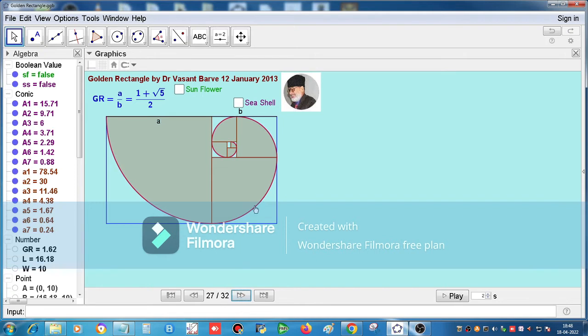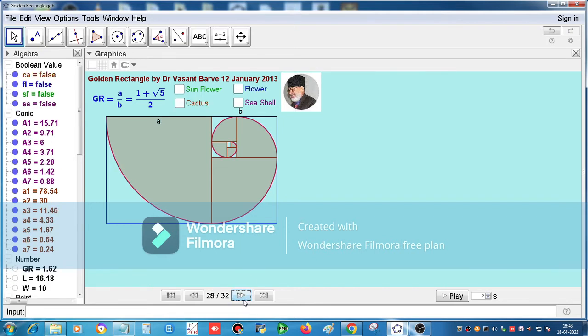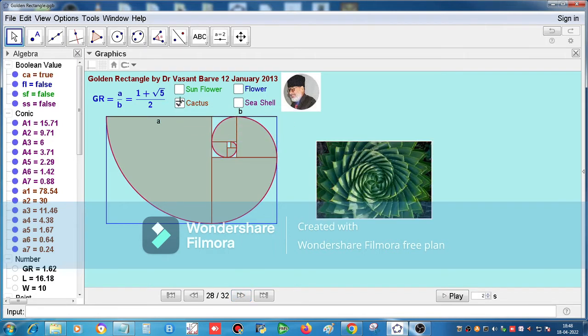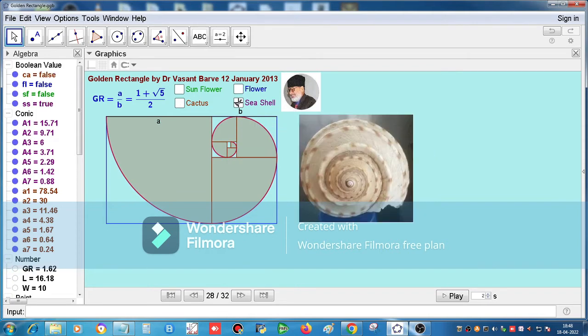Seashell. So let me show you that in nature this particular shape is available at many places. Some of those are, you see, you have a cactus here. The same spiral which you got here is available here. In fact, this has some relation with Fibonacci also. Now you see the seashell. The same sort of spiral is available in the seashell also.